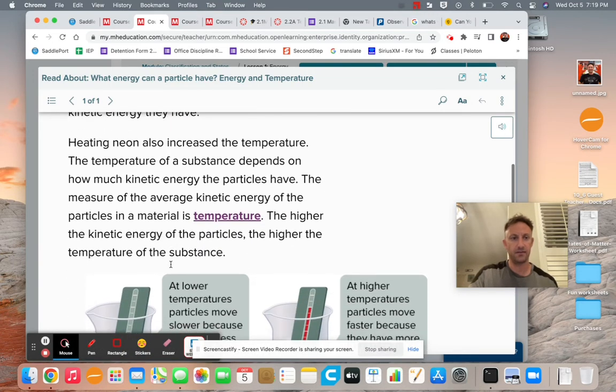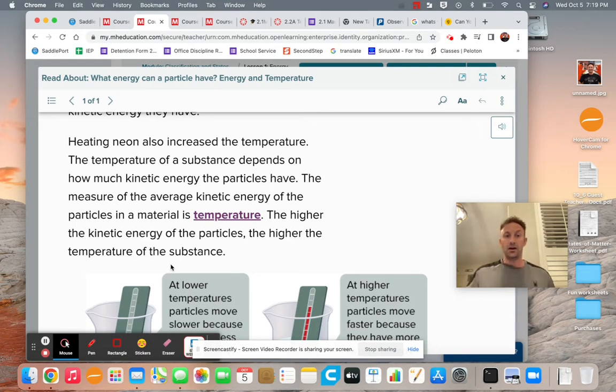Let's move down to the next paragraph. Heating neon also increased the temperature. So two different things here. The temperature of a substance depends on how much kinetic energy the particles have. The measure of the average kinetic energy of the particles in a material is its temperature. The higher the kinetic energy of the particles, the higher the temperature of the substance. Some of you have heard that word temperature before. I have a temperature. What's the temperature of the oven? What's the temperature outside? Temperature is basically the average energy of the particles.